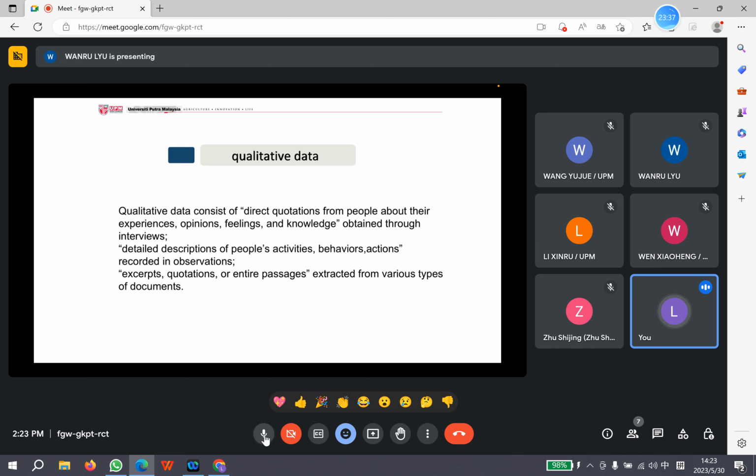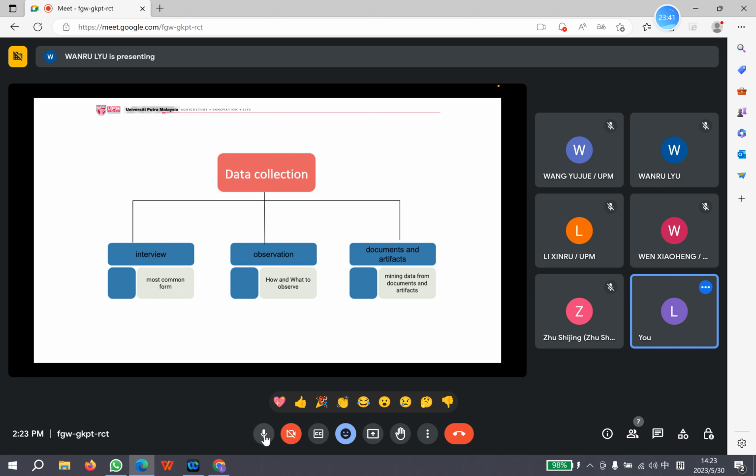Now let's look here. How can we collect data? Next slide, please. And there are three methods to collect data. Number 1 is interview. That is the most common form. Number 2 is observation. I'm going to talk about how and what to observe. And number 3 is documents and artifacts, about mining data from documents and artifacts. First, let's talk about interviews.